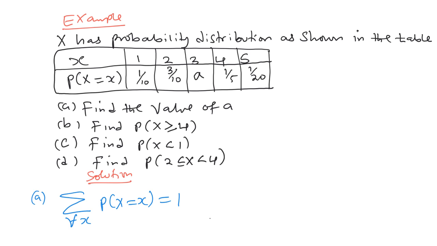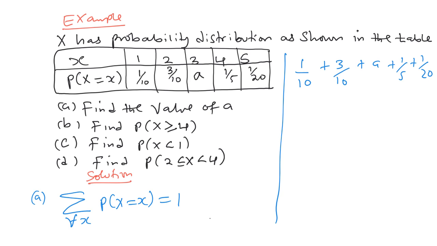We have 1 over 10 plus 3 out of 10 plus A plus 1 out of 5 plus 1 out of 20. Okay, this gives us 1. So you sum. The LCM is 20. 20 by 10 is a 2 plus a 6 plus 20A plus a 4 plus a 1 all over 20 gives us 1. Okay, so what is A?